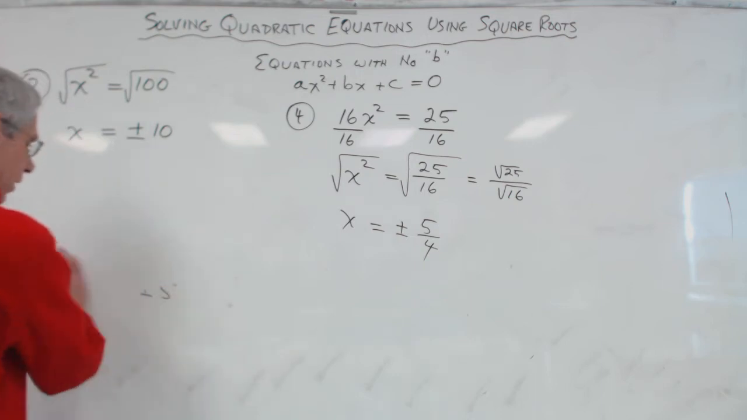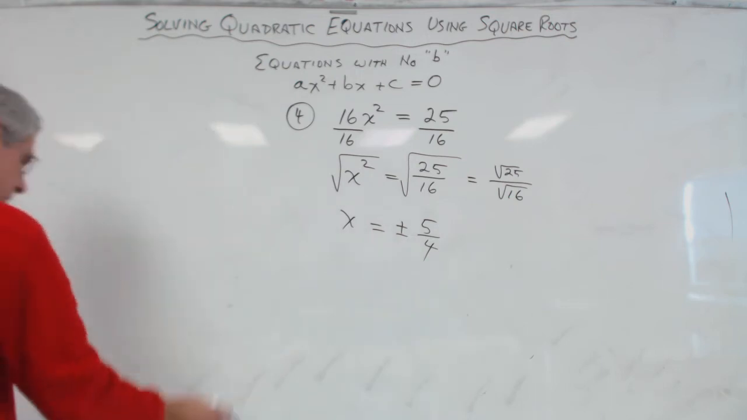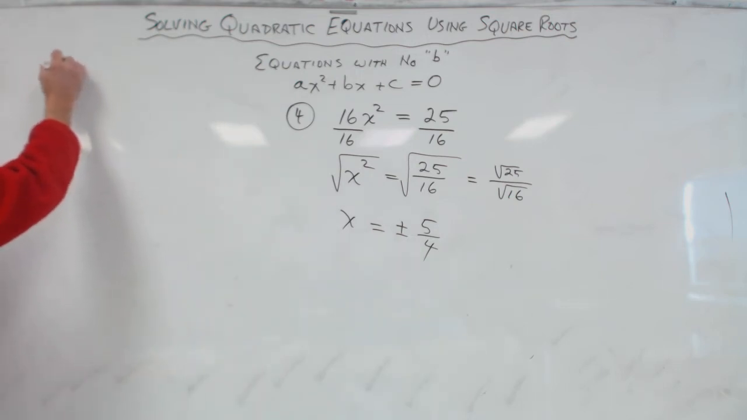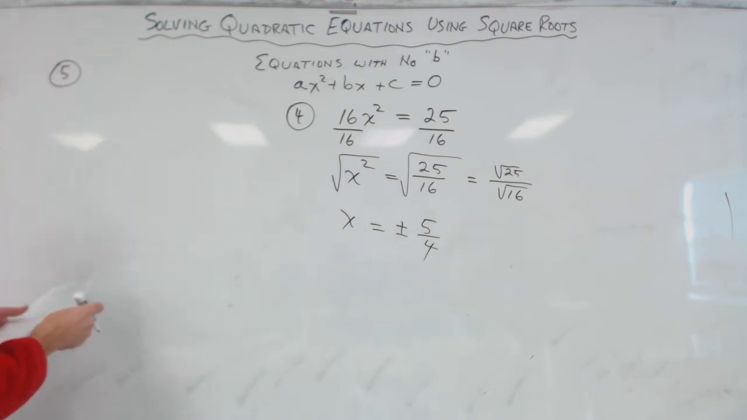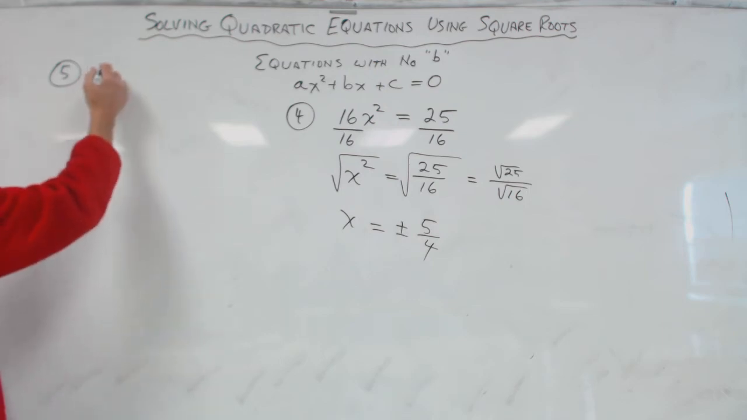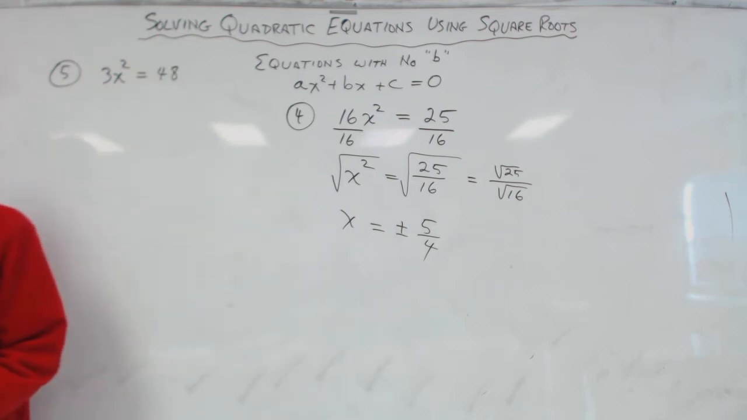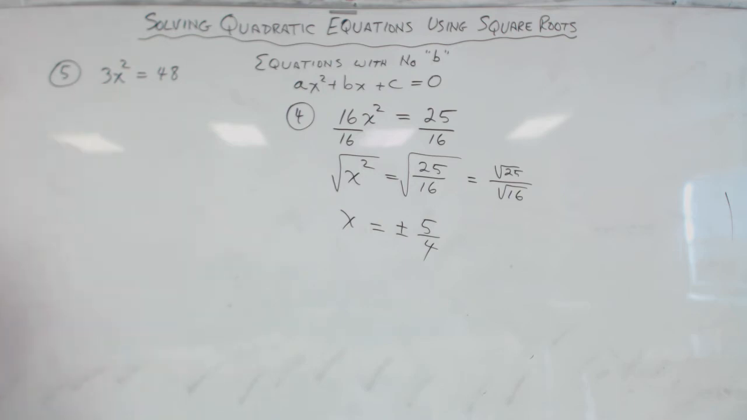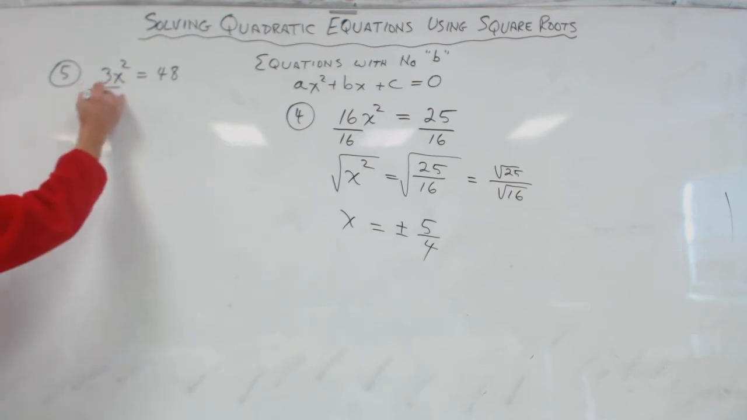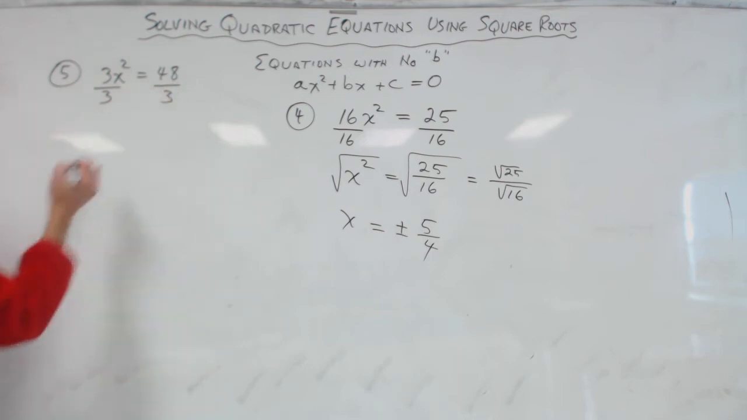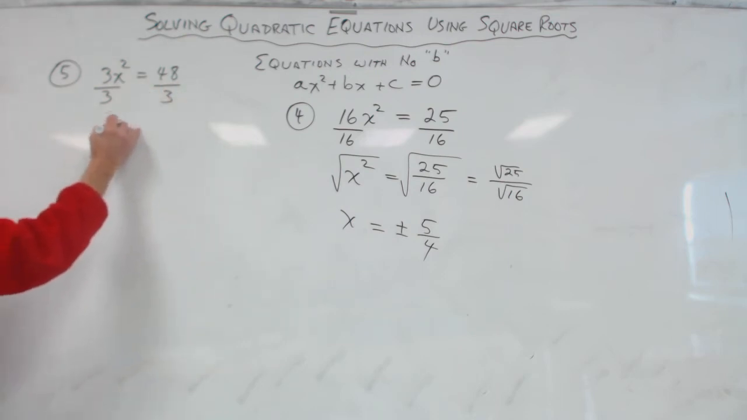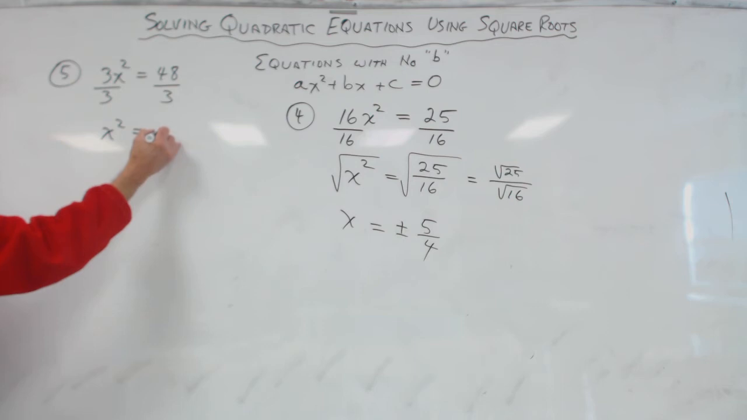All right, that was 4. Let's see, 5. What if I gave you 3x squared equals 48? What would you do? Well, you divide by 3. Divide by 3, right? And then I have x squared equals, anybody know what that is?